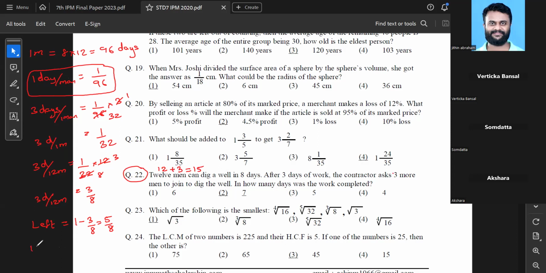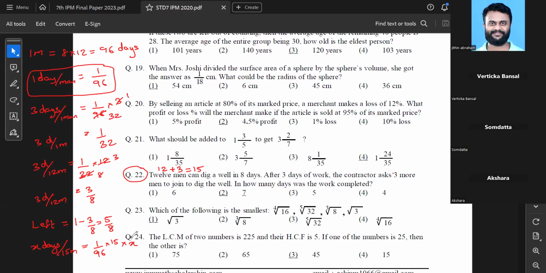So 15 men, if I have, how many days? Let me consider x days. In x days, 15 men can do how much of work? One man is doing how much? 1 by 96 of work. Now there are 15 men, so I'll write multiplied by 15. I'm giving them x days, multiplied by x. So from here, I will be able to find the value of x.